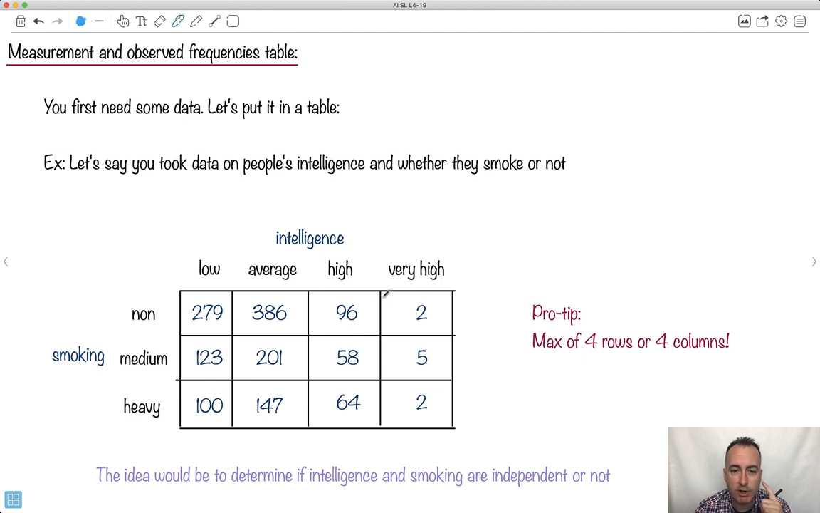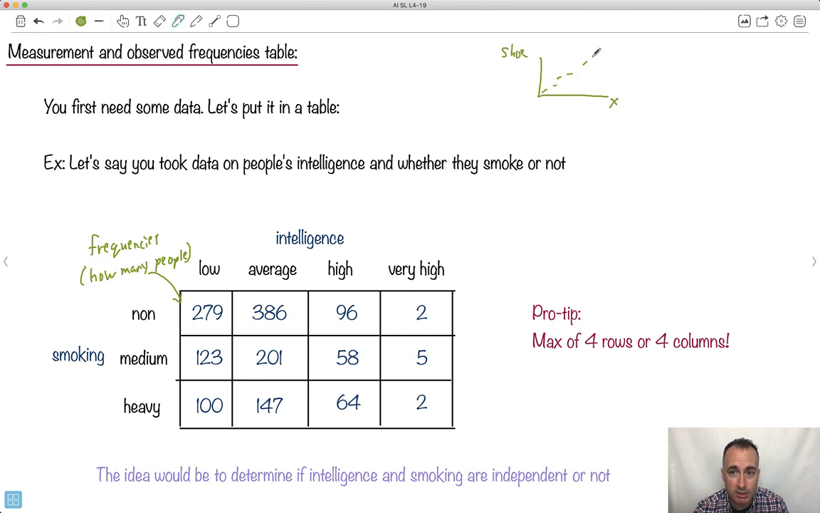Notice one thing very important with chi-squared independence testing. We have categories. Do you notice there's a category called low, average, high, very high? Another category called non, medium, and heavy. And what we're counting in here are just the frequencies. These numbers inside are just frequencies. We're just counting how many people satisfy this. So we're not saying how tall are you. Do you notice that how tall are you doesn't really work here. Otherwise, if you're doing how tall are you, that could be something on the x-axis, and you could say shoe size, for example, could be on the y.